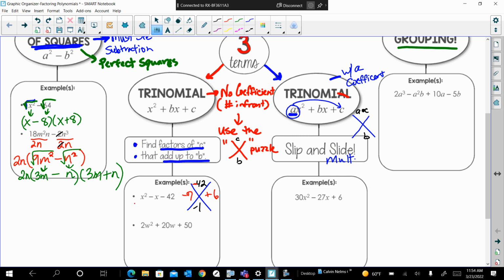So that means my answer for my factors are x minus 7 and x plus 6. That would be our factors, our answer.